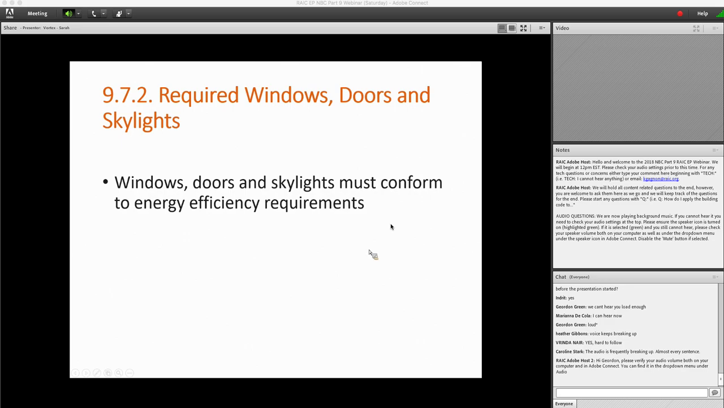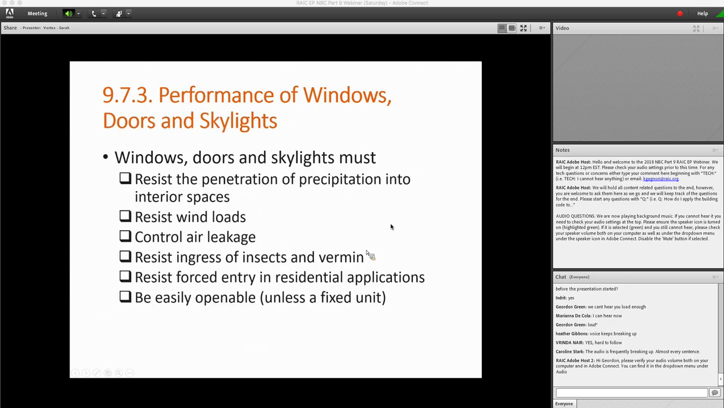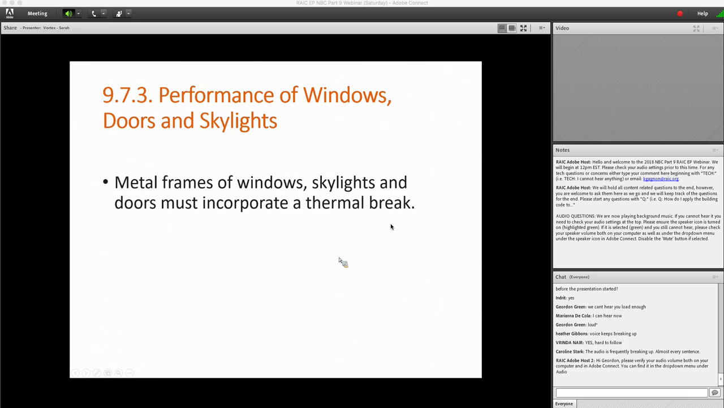There are also energy efficiency requirements. And part of the performance of windows, doors, and skylights are the following. They must resist the penetration of precipitation, so rain and snow can't get in. They must resist wind loads, control air leakage, resist the ingress of insects and vermin, resist forced entry in residential applications, and be easily openable, unless, of course, it's a fixed piece of glazing. The metal frames of windows, skylights, and doors must incorporate a thermal break.